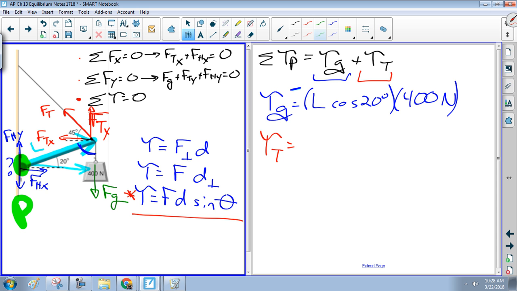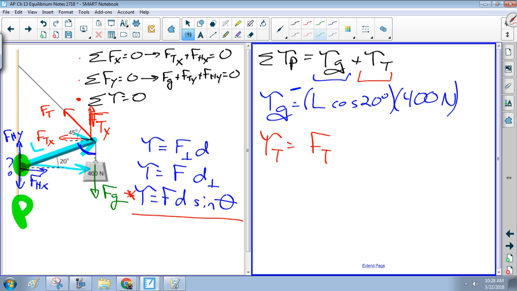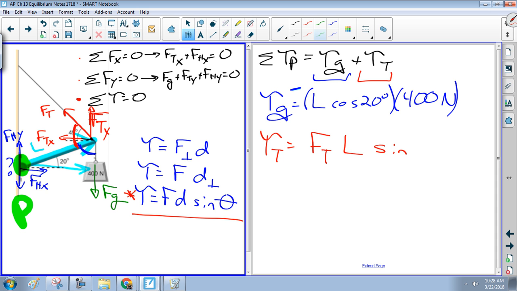Follow? Okay, so for us, we're trying to find the force of tension. Our lever arm is L times the sine of, what's this angle here between my lever arm and my force? 65, right?